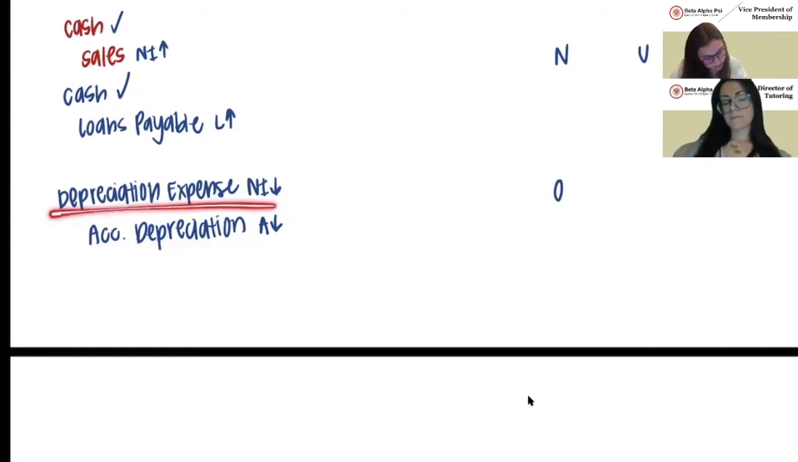Neither of these accounts affect our liabilities, so there's no effect on our liabilities. And now depreciation expense was never recorded, which would have lowered our net income. And so our net income is also going to be overstated.